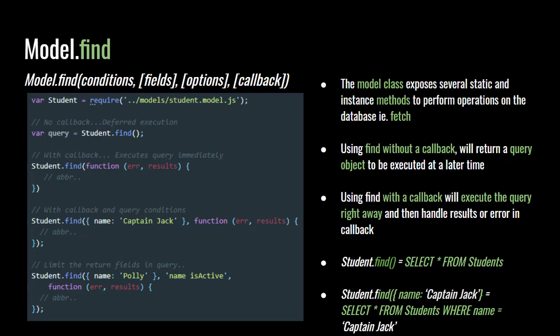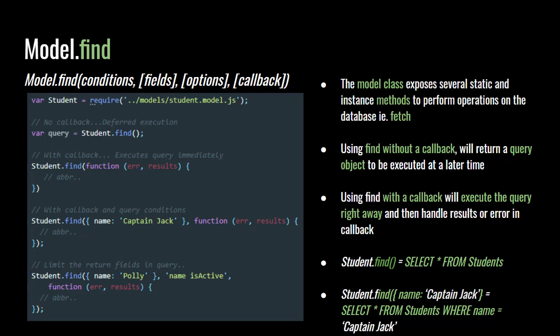If you don't use it with the callback, you get the query object to defer the execution to a later time, which means that you can pass the query object around, then do a .exec on it. If you use a callback, it executes right away. If you don't use a callback, you delay the execution to a later time whenever you trigger it. Find is equal to select all from students in T-SQL.